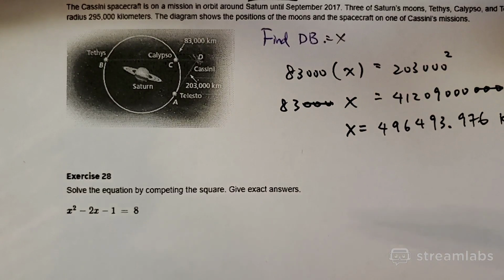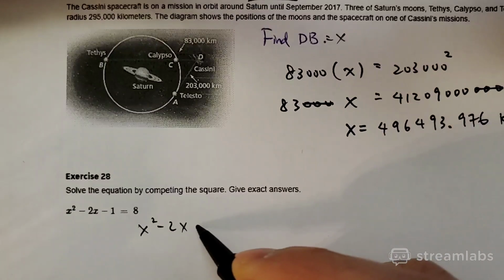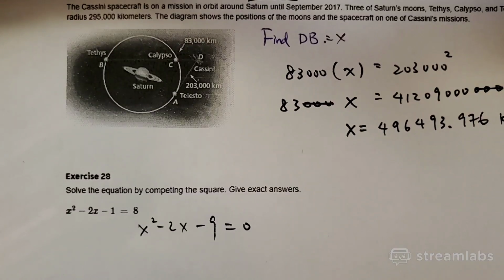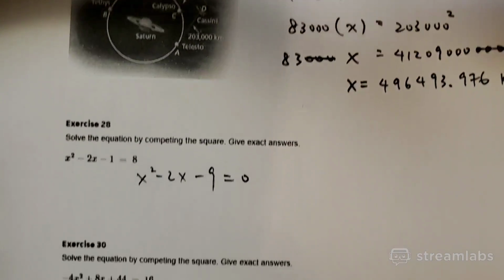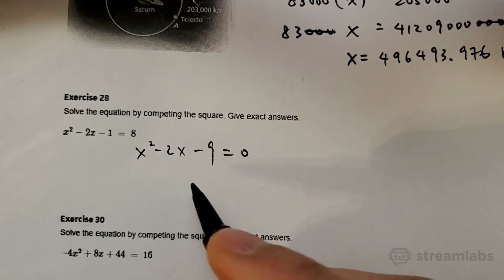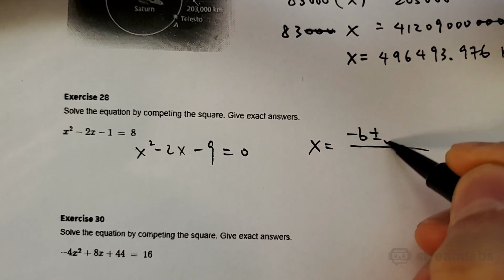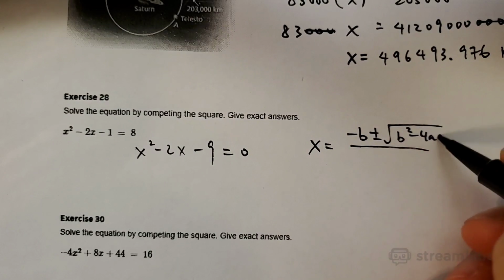For 28, you're going to move this over first, so you get x squared minus 2x minus 9 equals 0. When you do this, you realize that there's really no easy way to factor this. So instead, we're going to use the quadratic formula. If you don't remember it, it looks like this: negative b plus or minus the square root of b squared minus 4ac, over 2a.